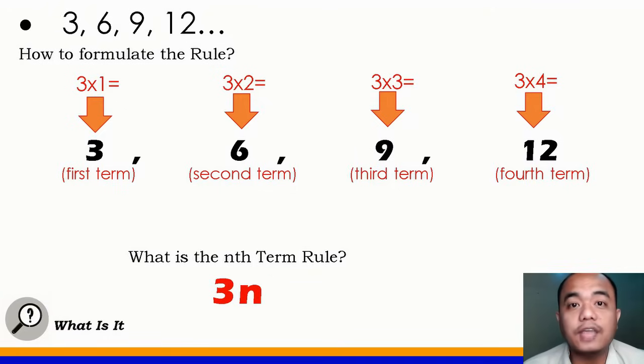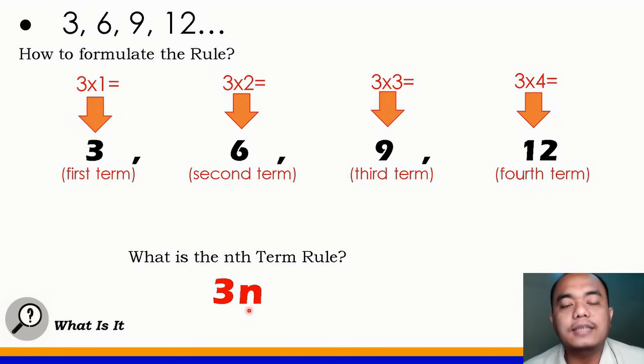Actually, pwede nating i-check kung tama yung N-term rule na na-formulate natin. So, nakita nyo na ang N-term natin is 3N. 3N na to nagre-represent ng term number. Halimbawa, we will get the second term, 6. Okay? So, 6 is in the second term. So, this is 2, right? So, we will replace N with 2. So, 3 times 2 is 6.